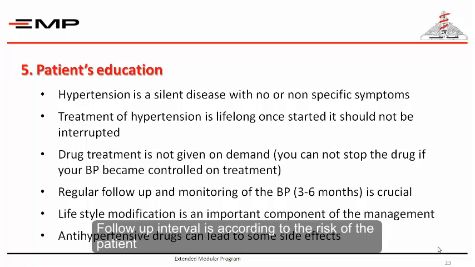You cannot stop the drug if your blood pressure becomes controlled on treatment. You have to teach your patient that their blood pressure is controlled because they are taking the treatment. If you stop the treatment or delay it, your blood pressure will be elevated again. Regular follow-up and monitoring of blood pressure every 3 to 6 months is crucial after establishing the target. Lifestyle modification is an important component of the management. Antihypertensive drugs can lead to some side effects.